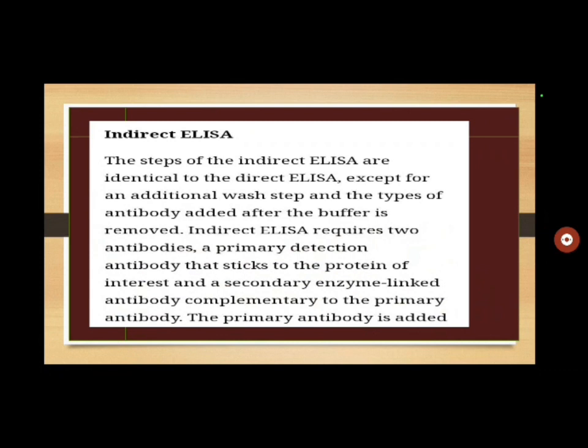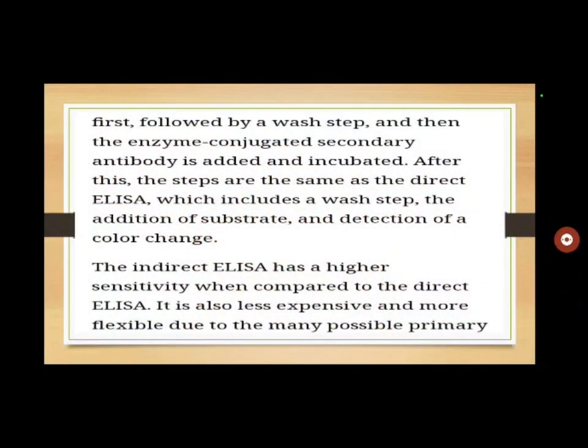Indirect ELISA. The steps of the indirect ELISA are identical to the direct ELISA, except for an additional wash step and the types of antibody added after the buffer is removed. Indirect ELISA requires two antibodies, a primary detection antibody that sticks to the protein of interest and a secondary enzyme-linked antibody complementary to the primary antibody. The primary antibody is added first, followed by a wash step, and then the enzyme conjugated secondary antibody is added and incubated. After this, the steps are the same as the direct ELISA, which includes a wash step, the addition of a substrate, and the detection of a color change.